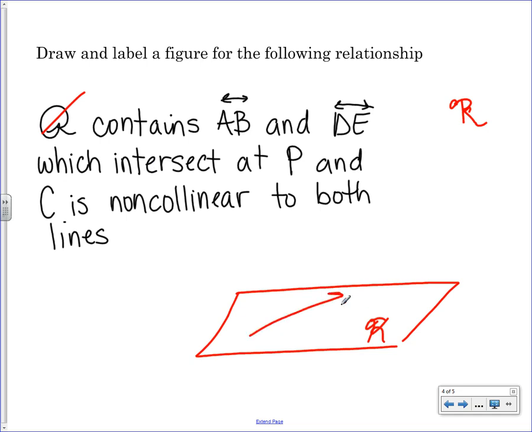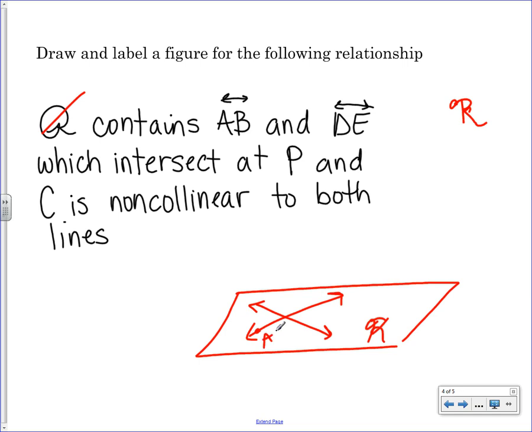No. Nope. I'm just going to put 2 lines in there somewhere. Okay? But I have to label those lines. One of those has to be AB, and the other one has to be DE. Does it matter which one's which? No, doesn't matter at all.